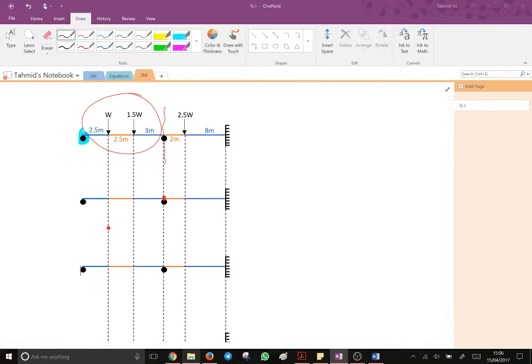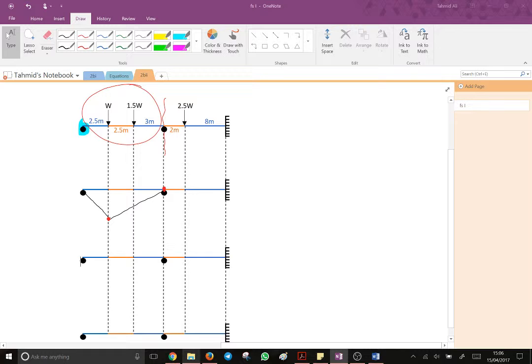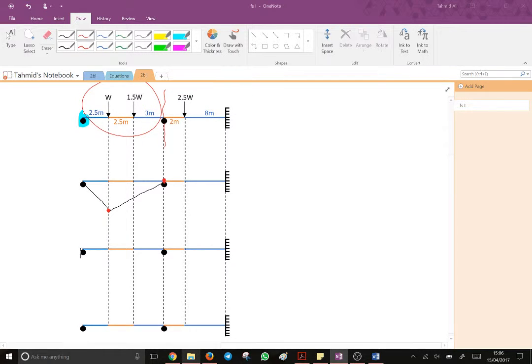So let's draw that. So we've added 2 hinges and it's basically failed. So now let's do the opposite one. So let's now do it at the 1.5 W load. Let's draw them up.